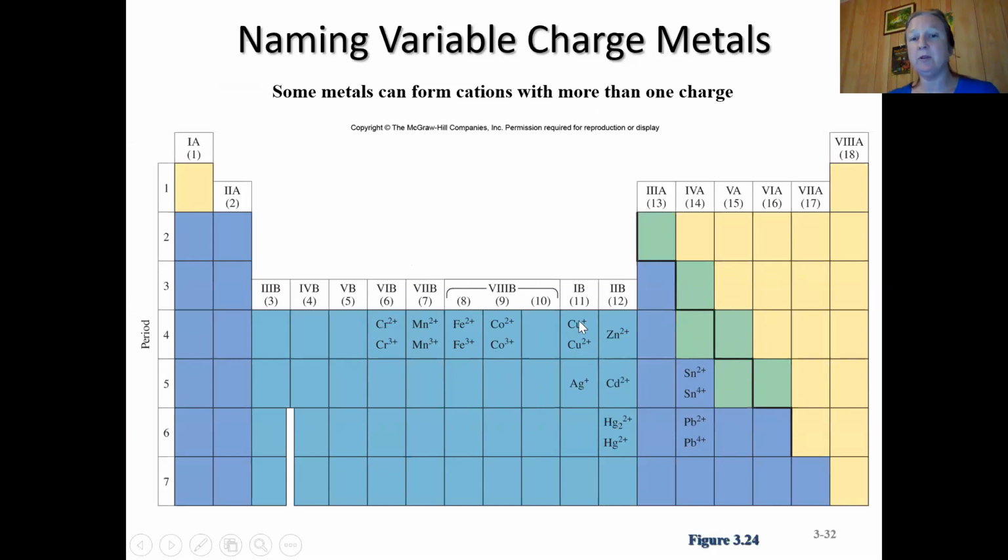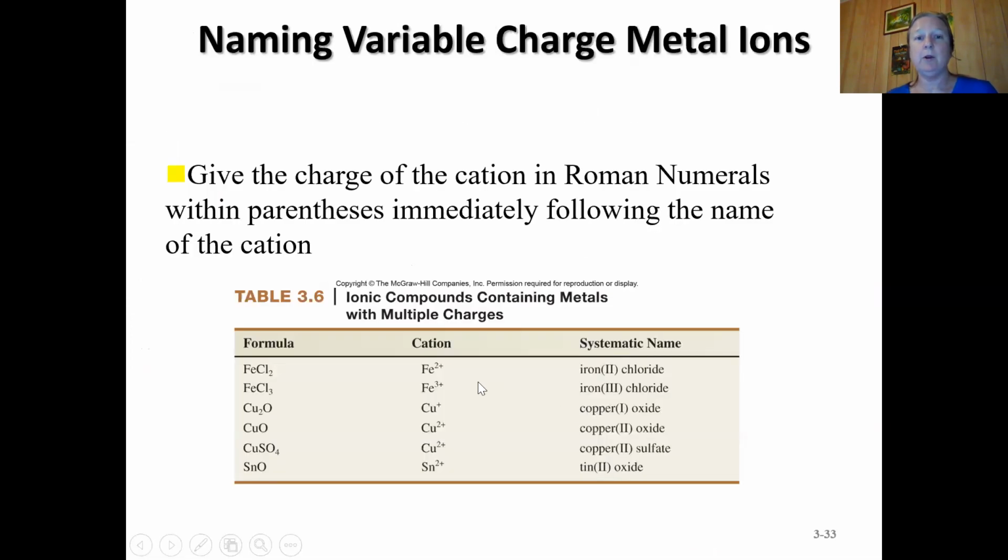Now these are ions, so this is going to be for ionic bonding. Normally when we have an ionic compound, it's the cation and the anion, with the ending -ide. So magnesium chloride, for example, sodium chloride, sodium fluoride. But if it's one of these that has more than one charge, you have to put in Roman numerals, in parentheses, which version it is.